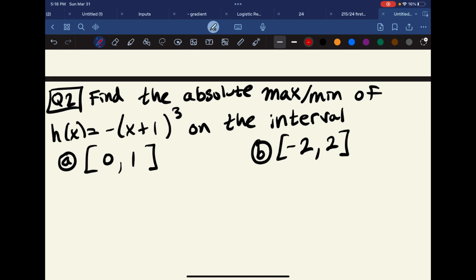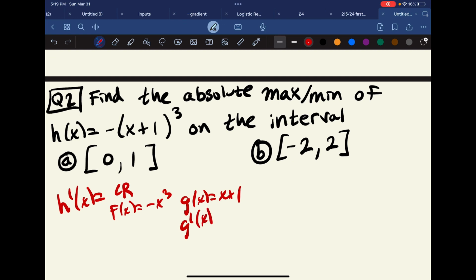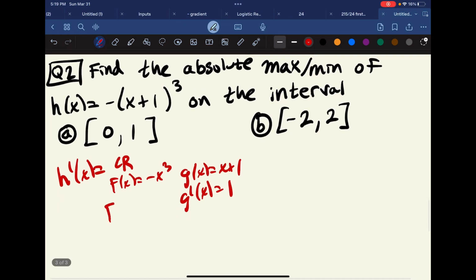And then our first step is always to take the derivative, right? So we're going to start off with question A here. The derivative of this is going to be a chain rule where our outside function is negative x cubed. Our inside function is x plus 1. The derivative of x plus 1 is just 1. The derivative of negative x cubed is just going to be negative 3x squared, right?